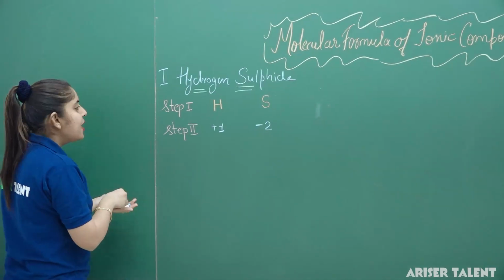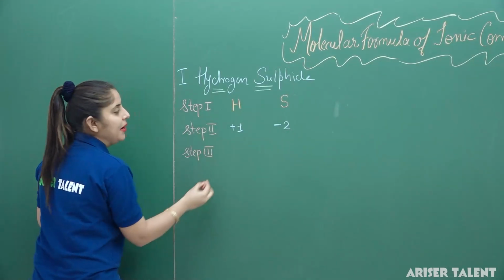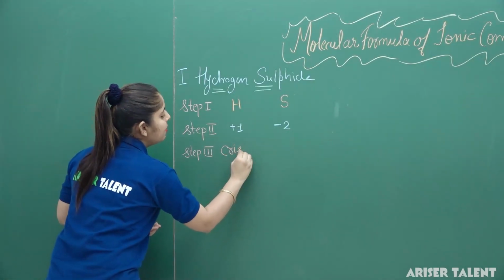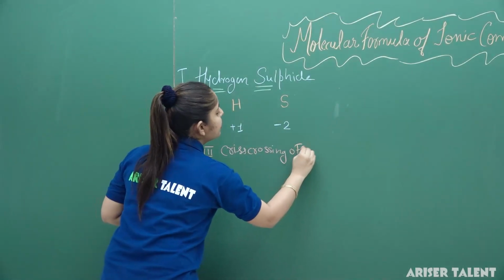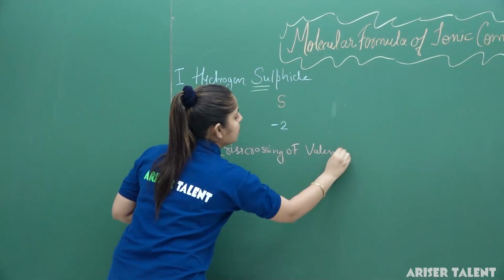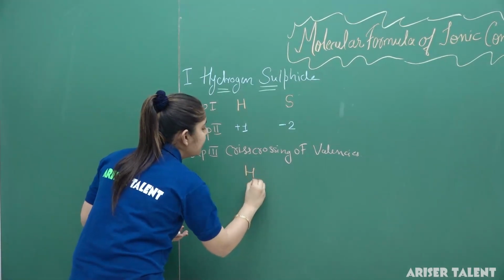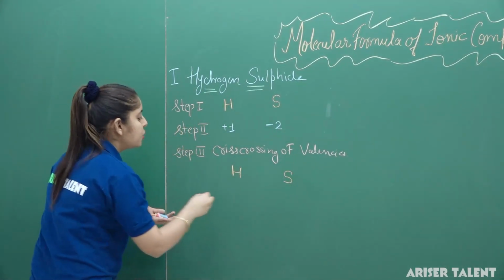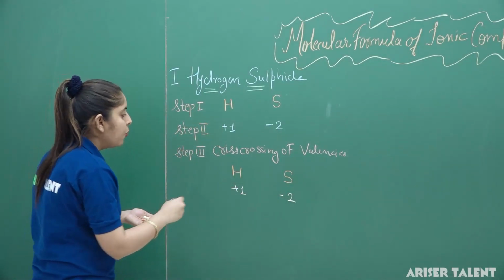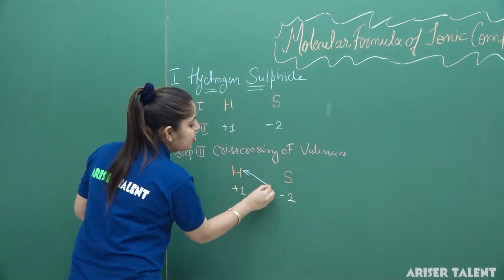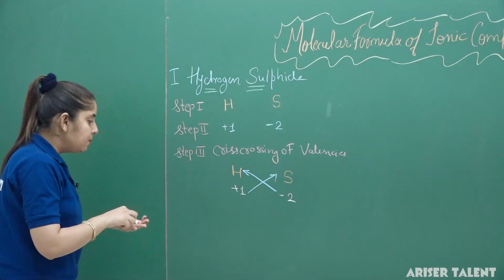Now, in the third step, we will do crisscrossing of valencies. So here we are doing the crisscrossing of the valencies. We have considered H and S. We have its two valencies, +1 and -2, over here. Now I am going to crisscross these. The 2 will be shifted to the subscript of hydrogen and +1 will be shifted to the subscript of sulfur.